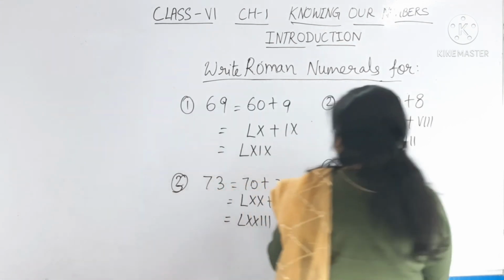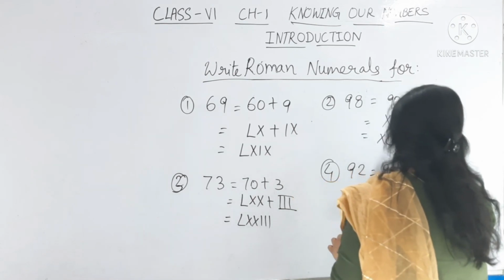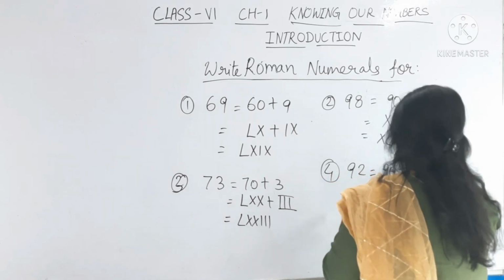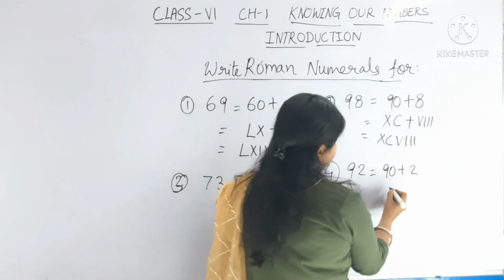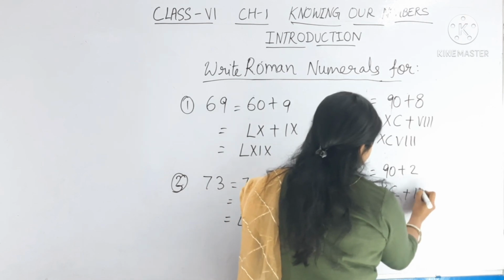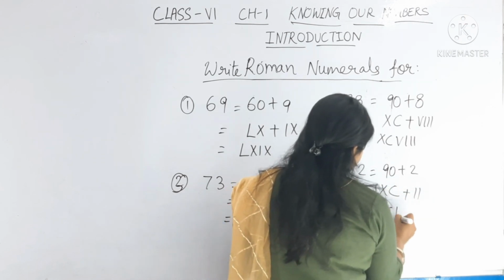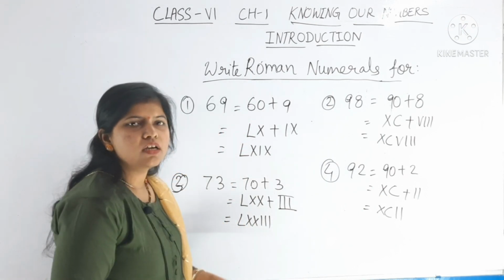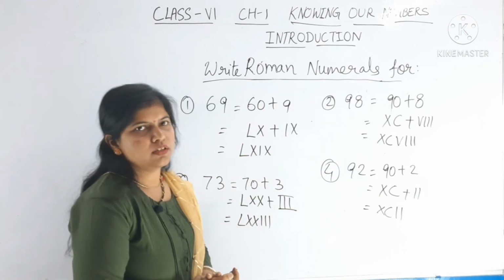The fourth part is 92. 90 plus 2. So for 90, here I have written XC plus 2. So this is the Roman numeral, how you will write by following the rules of Roman numerals.